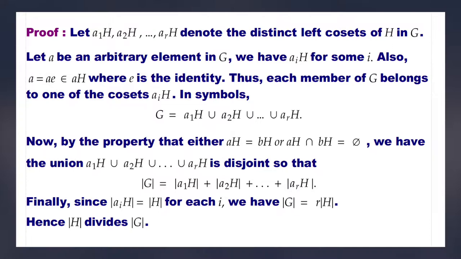Now, by the property that either AH is equal to BH or AH intersection BH is empty, we have that the union A1H, A2H and so on union ARH is disjoint, so that the cardinality of G is equal to the cardinality of A1H plus the cardinality of A2H and so on plus the cardinality of ARH. Finally, since the cardinality of AiH is equal to the cardinality of H for each i, we have the cardinality of G is equal to R times the cardinality of H. Hence, the cardinality of H divides the cardinality of G.